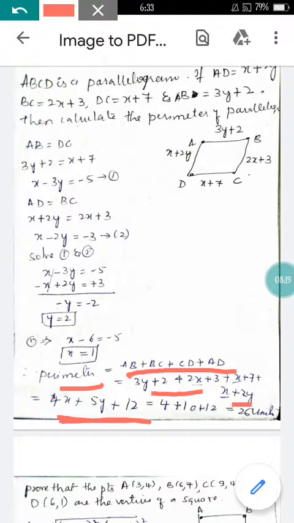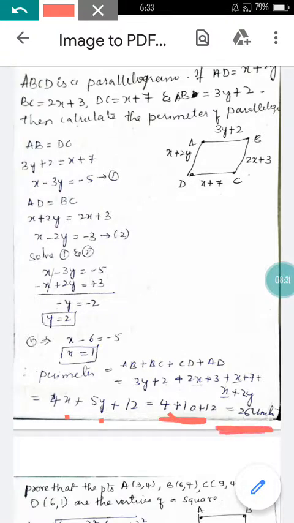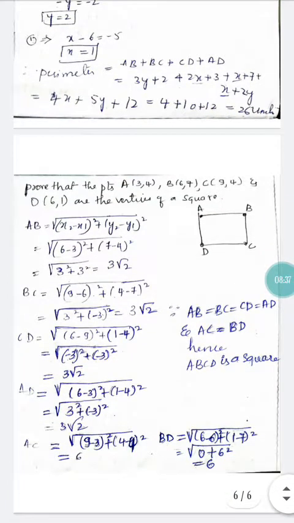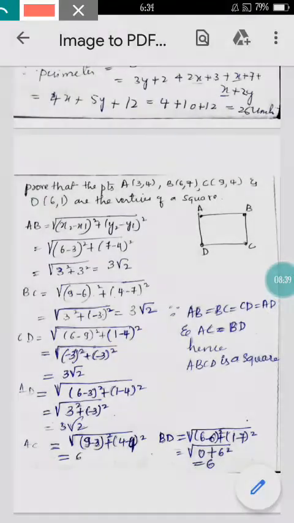As x I have added, and I have got 4x plus 5y plus 12, and there also I have substituted the values of x and y. X is 1 and y is 2. Just put the values, then you are going to get the answer as 26 units. So this is the answer for this question. Now come to the last question here.